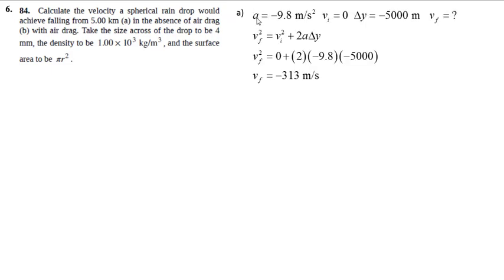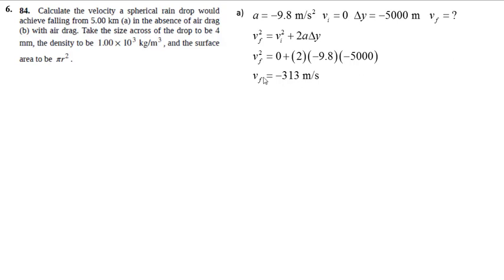I'm going to say that my acceleration is negative 9.8 meters per second squared because we're ignoring air drag. V initial is 0. Delta y is negative because it ends up lower than it started. They give me 5 kilometers. I'm going to do it in meters because my acceleration is in meters per second squared, and I want to find my final velocity. So this is the equation that involves those 4 variables.